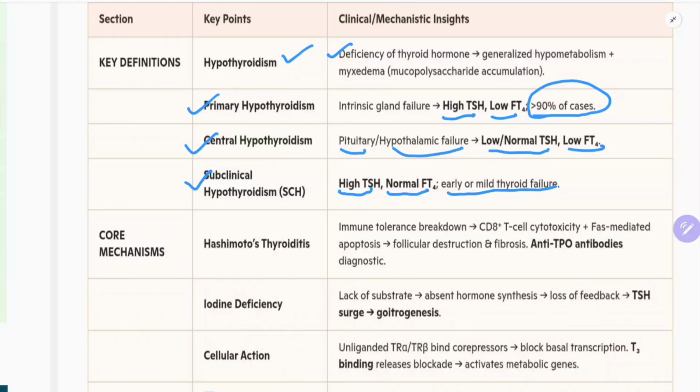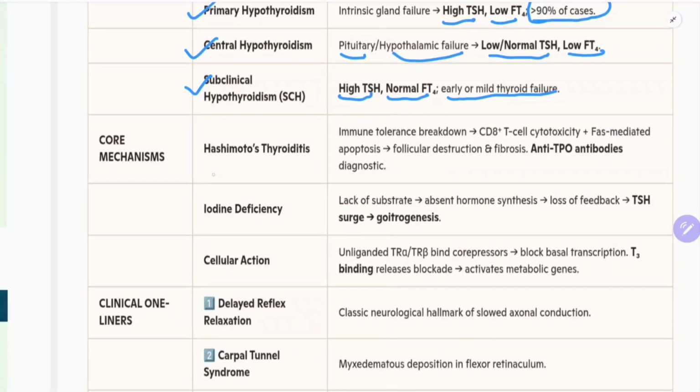Treatment in subclinical hypothyroidism depends upon the level of TSH as well as the age and risk factors of the patient. Core mechanisms: Hashimoto's thyroiditis is the most common cause. Immune tolerance breakdown, CD8 plus T cell cytotoxicity plus Fas-mediated apoptosis leading to follicular destruction and fibrosis, with presence of anti-TPO antibodies. Second, iodine deficiency. Third, cellular action.